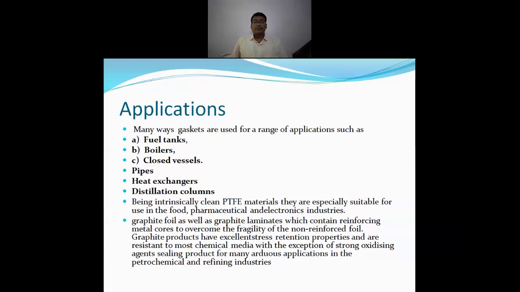PTFE is a clean material. It is especially suitable for the food, pharmaceutical, and electronic industries. PTFE is a material of construction. Then graphite foils as well as graphite laminates, which contain a reinforced metal core to overcome the fragility of a non-reinforced foil. The graphite products have excellent stress retention properties and are resistant to most chemical media, with the exception of strong oxidizing agents.